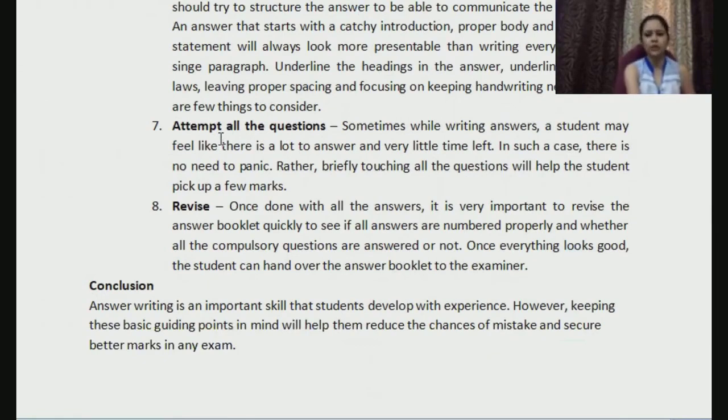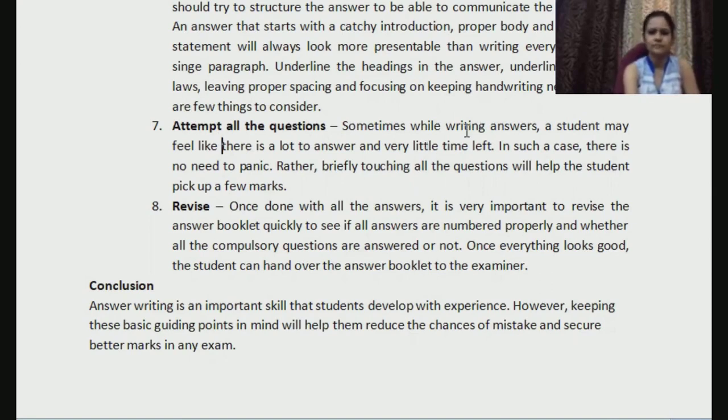Attempt all the questions. What is that? It means, see, they have told you that out of 10 you have to write 5 questions. Whatever you know, write everything down. Then you have to attempt. You cannot leave one and you cannot write one. Section A, you know everything. Section B, you don't know, but you have to go for everything.